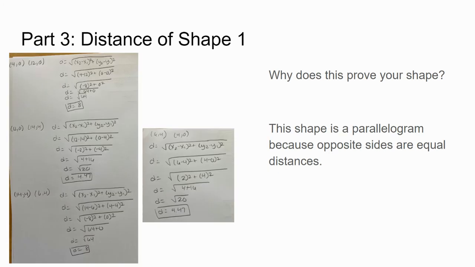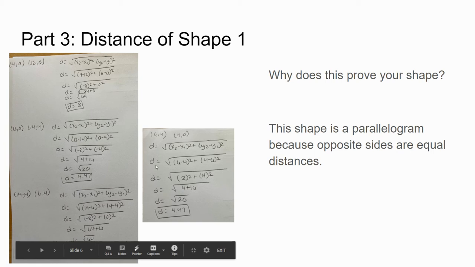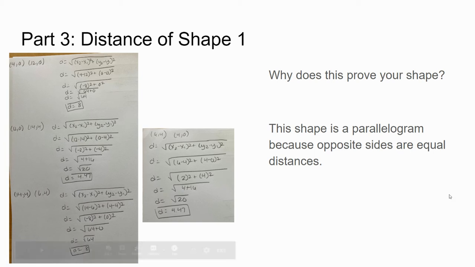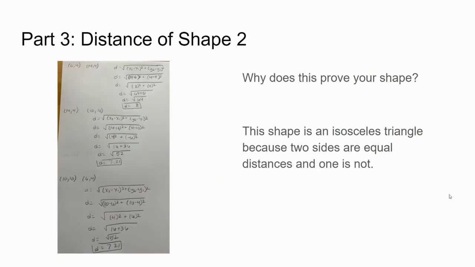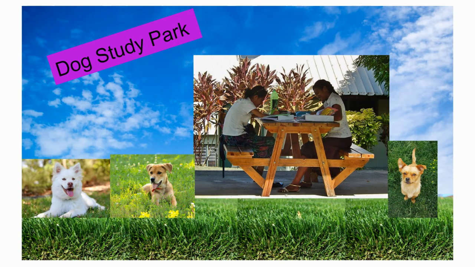Then I did the distance formula. You'll notice I did my work on paper and I just uploaded it right into the slideshow. I'm going to give you a couple different options for that. And then the distance of my second shape. And that's the whole thing. Here's a cute little picture of what my study dog park's going to look like.